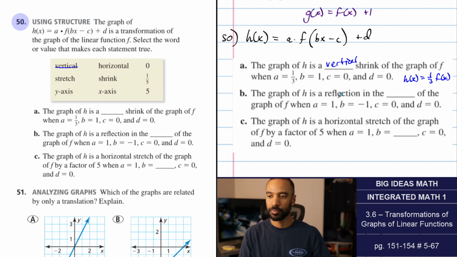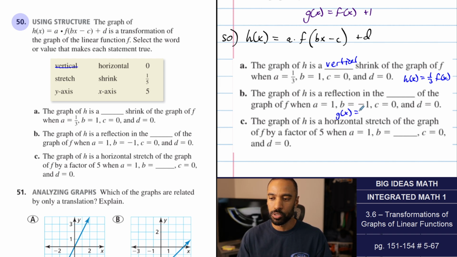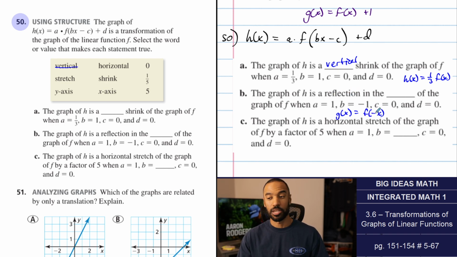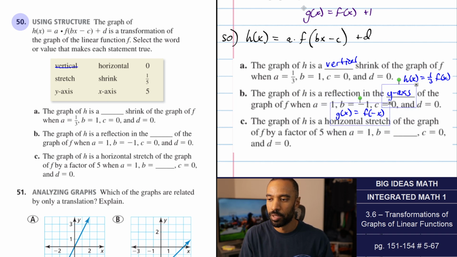Part B, the new change here: b is -1, whereas everything else stays the same. So this time this is g of x equals, now when b is -1, -1 times x is -x. So f of -x, and they're talking about a reflection because we make something negative. It's a reflection in the y-axis. It's a horizontal reflection, and the y-axis is what is done on this guy here. Let's change the color though. So there's that guy.